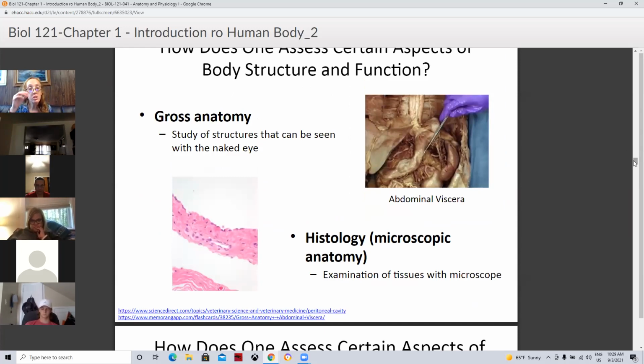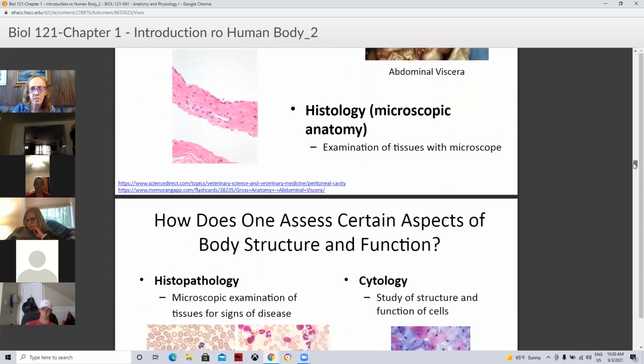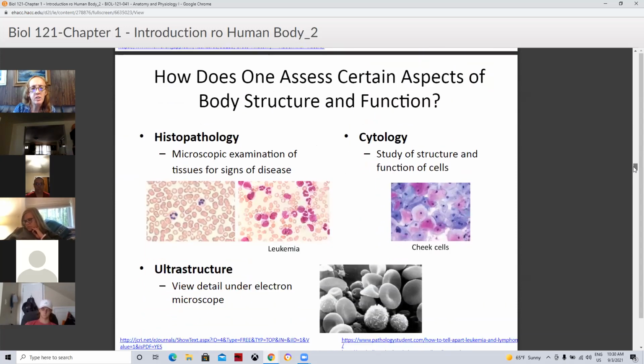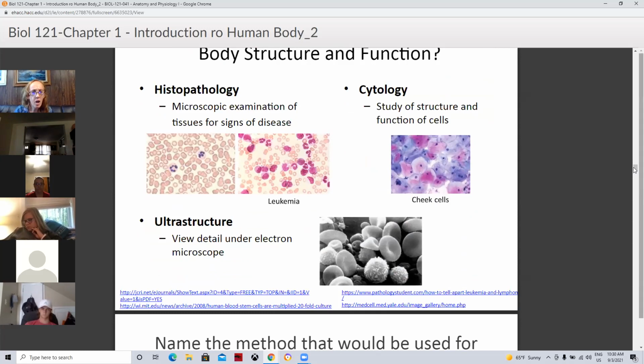Gross anatomy, so using a lot of cadaver dissection to study structures that can be seen with the naked eye. Histology, examining tissues via a microscope. So histology is the study of tissues. Histopathology is studying tissues for signs of disease.